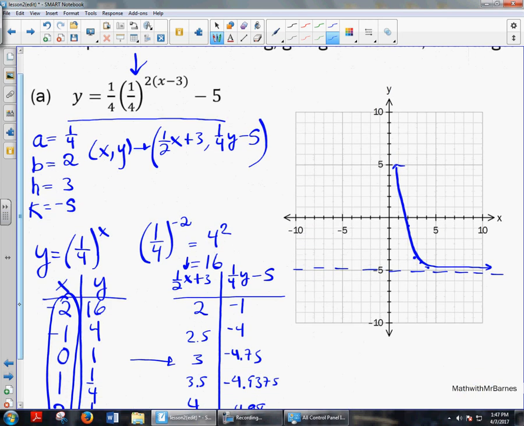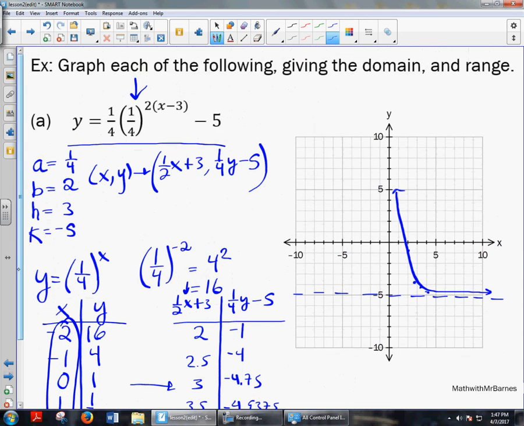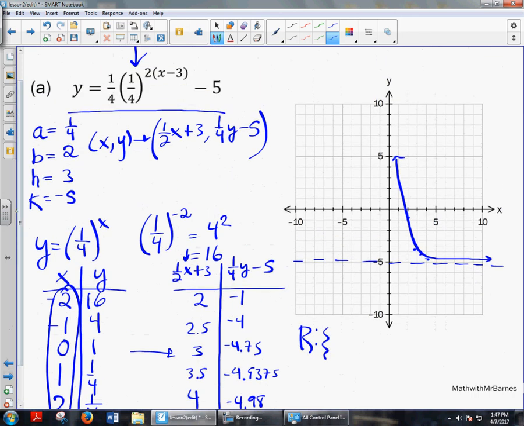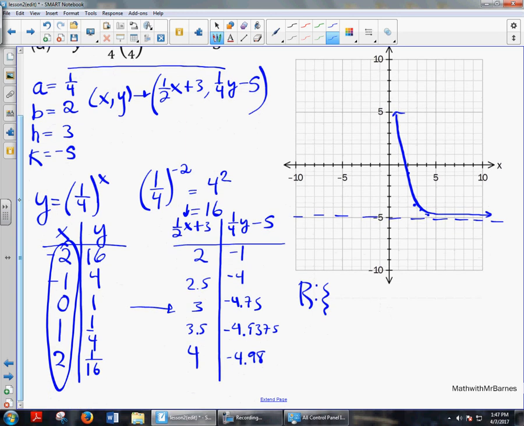Alright, so next step is it asks us to give the domain and range. So domain's always the same. I'm not going to list it out. The range, so you can see there's no reflection in this guy. So A is positive, therefore it's greater than. And you can see that easily right here. It's a decay curve, and it's above the asymptote. So y such that y is greater than -5, y belongs to R.